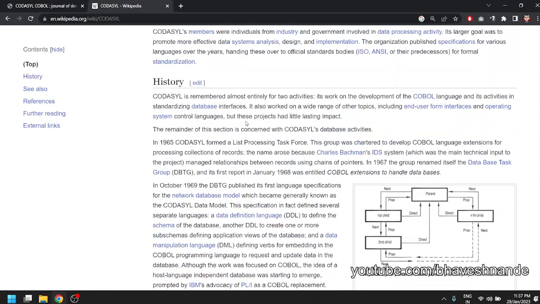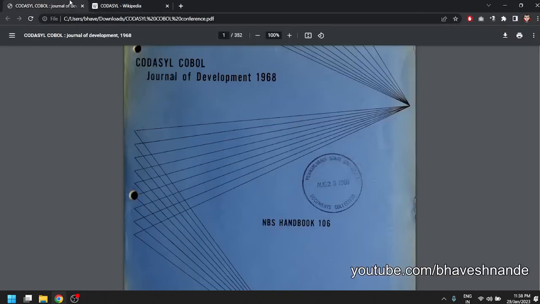So let us read one paragraph. CODASYL is remembered almost entirely for two activities: its work on the development of the COBOL language and its activities in standardizing database interfaces. It also worked on a wide range of other topics, including end-user form interfaces and operating system control languages. These projects had little lasting impact. The remainder of this section is concerned with CODASYL's database activities. Okay, so let us now move back to the book. CODASYL, as we understood, is a group or committee which was formed in the US to develop standards for a common programming language.